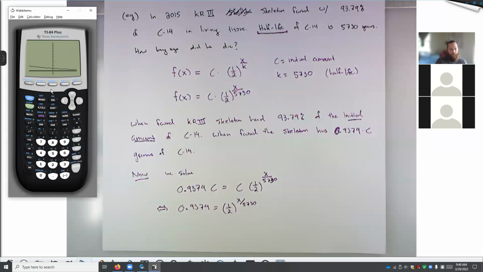but let's attack the problem. So I need this to be equal to 0.9379. So I type that in for y2, and now I go looking for the intersection point. Oh, looks like it's right in here. So I'm going to zoom in on that portion of the graph.